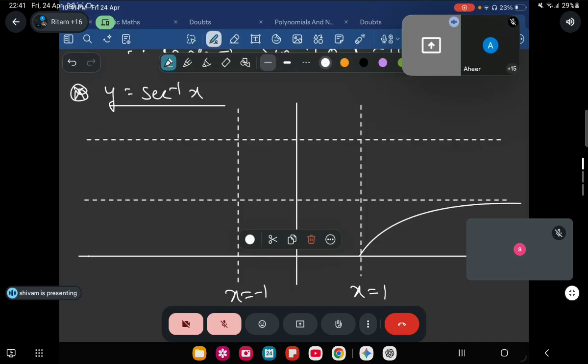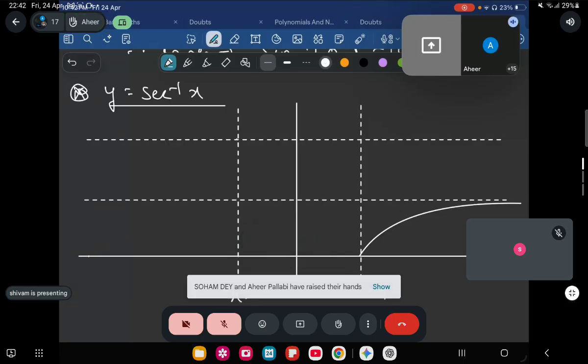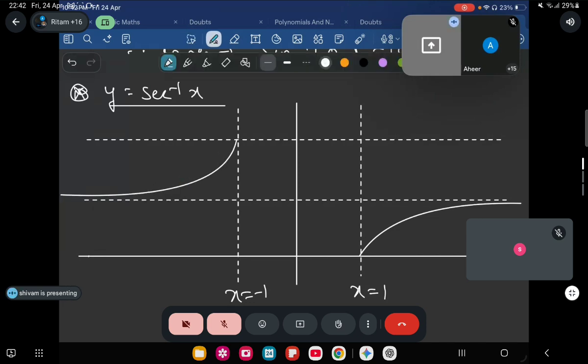Next. Can someone tell me what is sec inverse of minus 1? Tell me. What is sec inverse of minus 1? Pi, right? Yes, sir. So how will it look? Somewhat like this. So this is how the graph of sec inverse x looks. If anyone has any doubt, you can ask me.